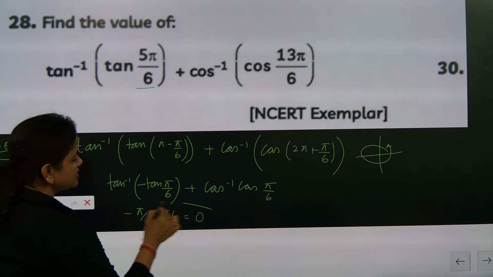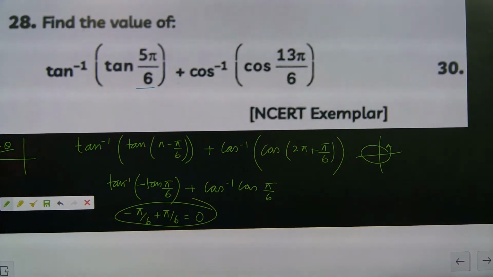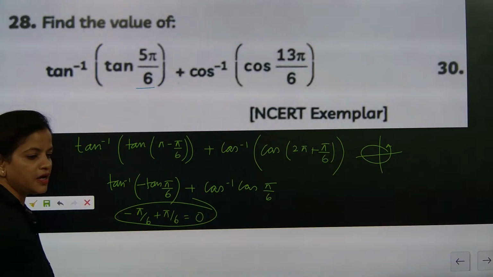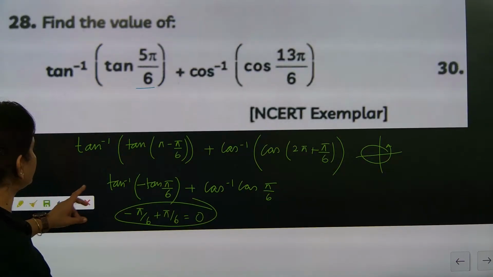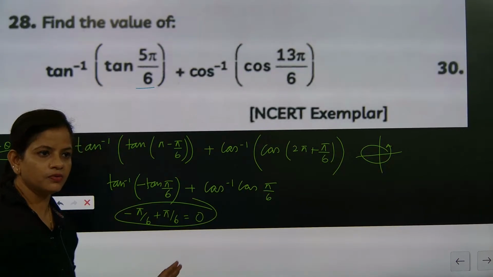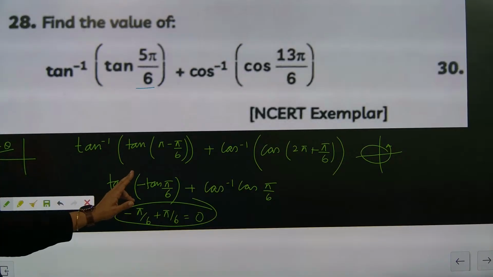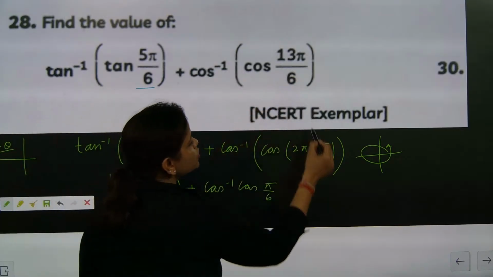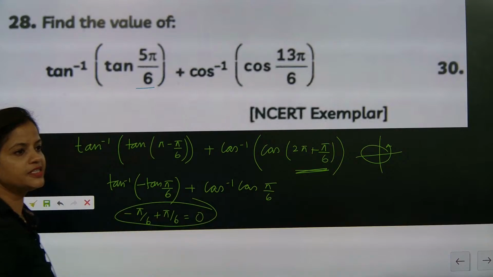The answer is coming as 0. Two-line answer. Understood now? Two-line answer. There the answer is coming as 0. Got it? Shakti, did you understand? First, it is coming as 2 pi plus pi by 6.